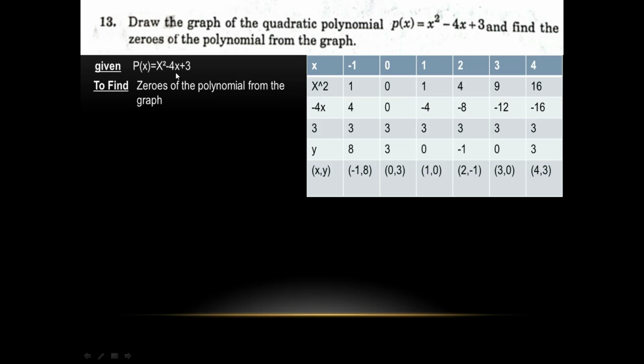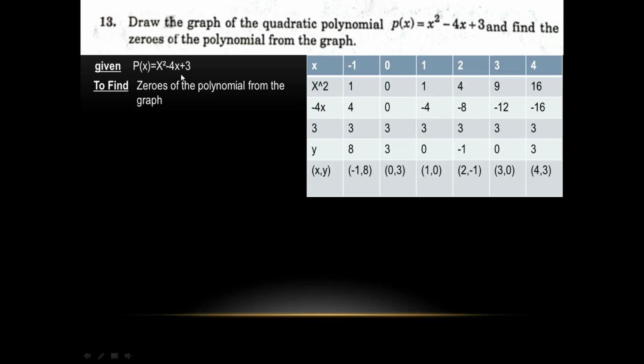Then next, we take the middle term, minus 4x. We take all these x values and substitute here, and we get the answers. So we are substituting x as minus 1, and we get 4. Then we substitute x as 0 in this minus 4x. In the place of x, we are substituting these x values. If x is 0, we get the value as 0. If x is 1, we get minus 4. If x is 2, we get minus 8. If x is 3, we get minus 12. If x is 4, we get minus 16.